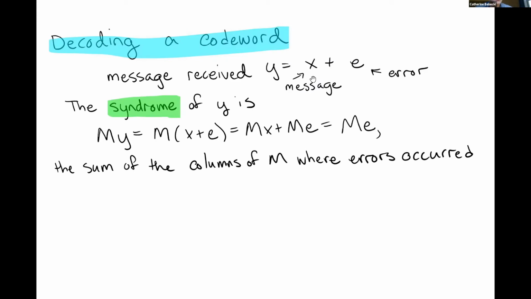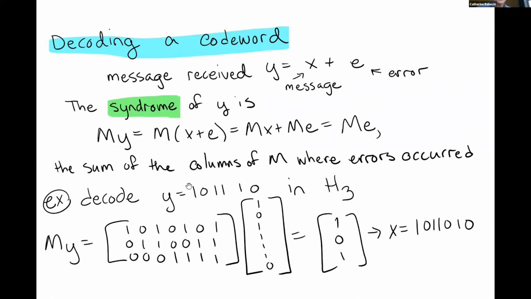And there's a very nice way to decode a Hamming code, or really any linear code, but Hamming codes are extra nice. I'll talk about why. So the syndrome of a message received is you multiply that vector by the matrix. And since our code words are chosen to be in the kernel of that matrix, this is the same thing as if we had taken the matrix times the error that happened. So this syndrome is telling us the sum of all the columns where errors occurred.